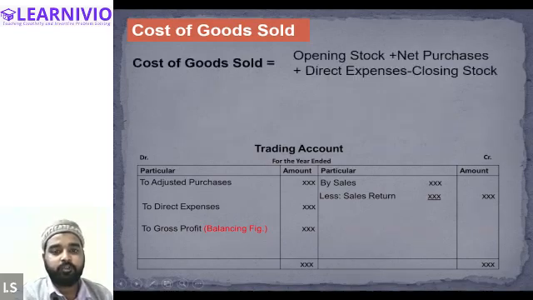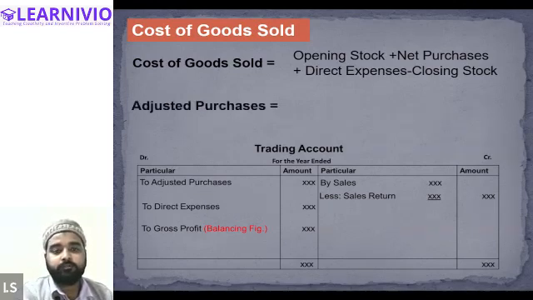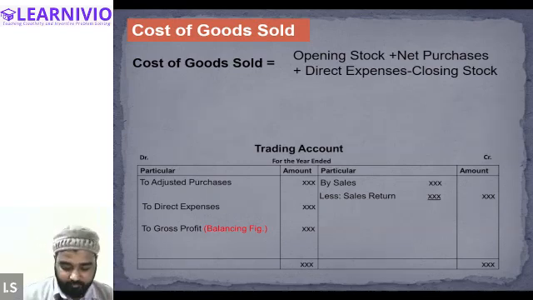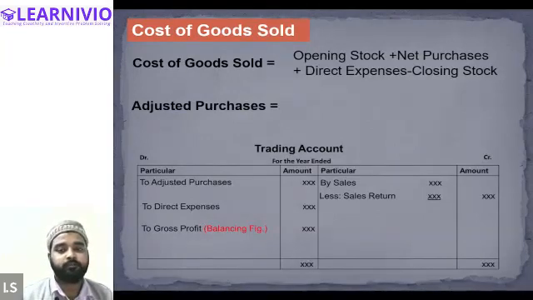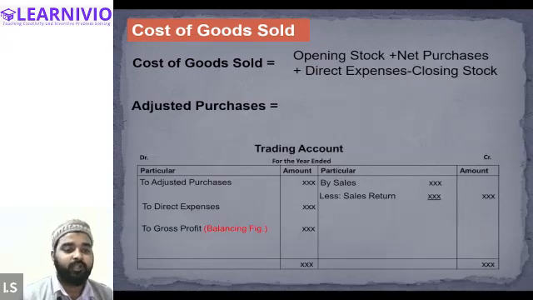So this is the formula for cost of goods sold: opening stock plus net purchases plus direct expenses and minus closing stock. And sometimes adjusted purchases are also given in the question. So you will have to understand what is the meaning of the adjusted purchase.